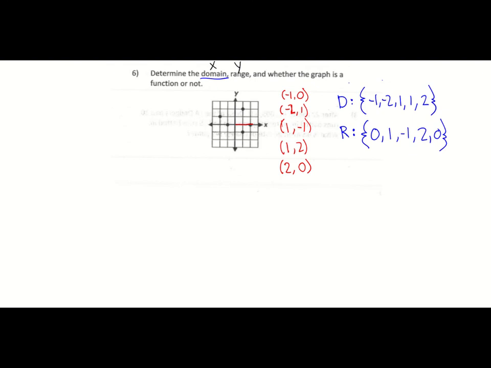The last part says state whether the graph is a function or not. So remember, in order for it to be a function, we cannot have two of the same x values. If you look, we have 2 1s in our domain. So that means this is not a function.